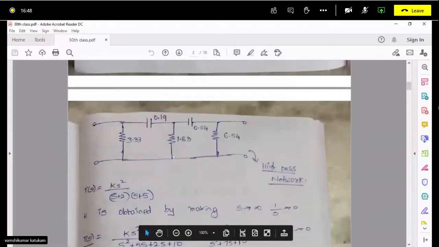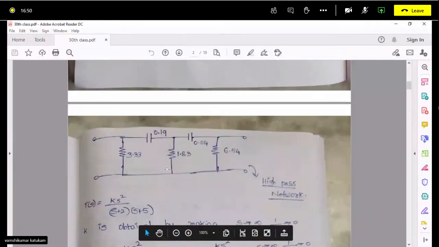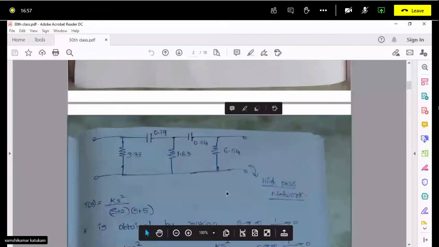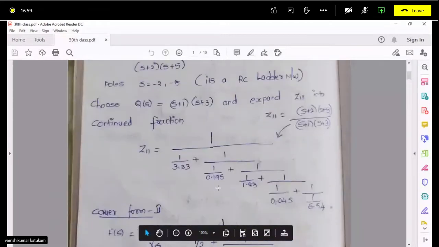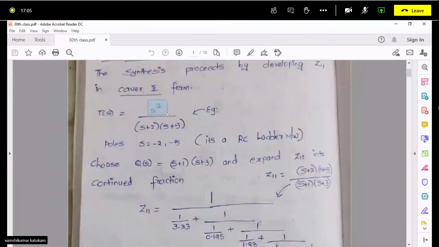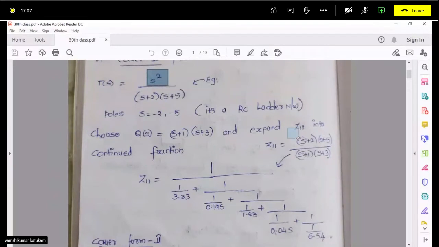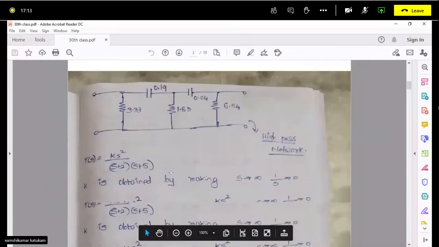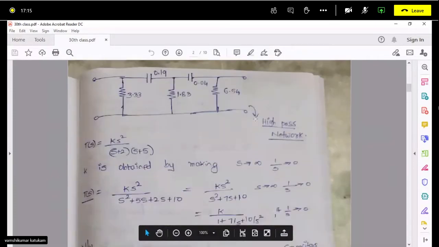So this is a high pass filter. You have resistors here in this fashion, so it is a high pass network or high pass filter. Previously it was 1 by Q of s, which was low pass, KF form 1, and now you have s square. You take your driving point function, which will be the same, but you convert it into KF form 2. Then you will get a high pass filter.